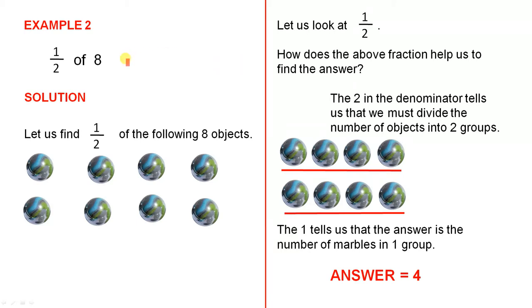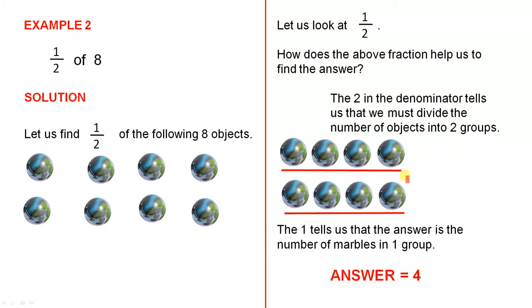A half of 8. The solution. Let us find half of the following objects. So here we have 8 marbles. How does the above fraction help us to find the answer? The 2 in the denominator tells us that we must divide the number of objects into 2 groups. So here we are. There's one group there, and there's another group there. They're 2 equal groups. I should have stressed here that the groups are equal. 2 equal groups. So we've done that.